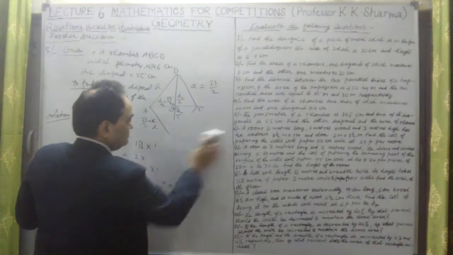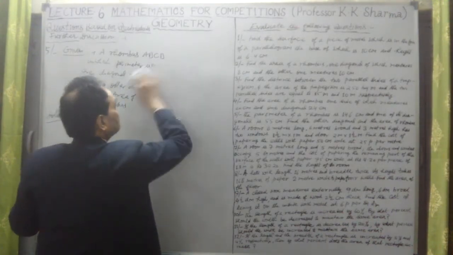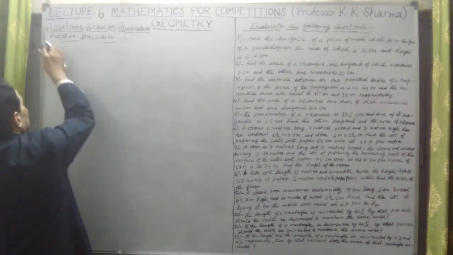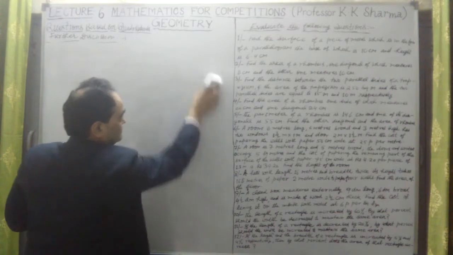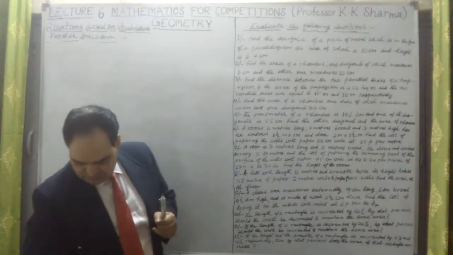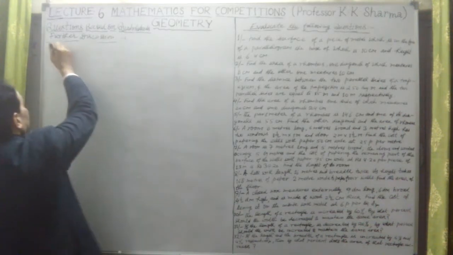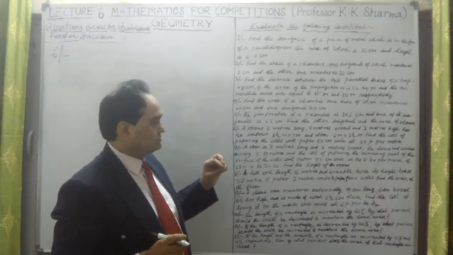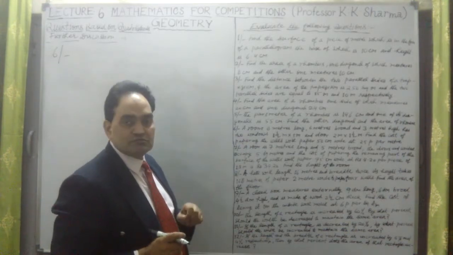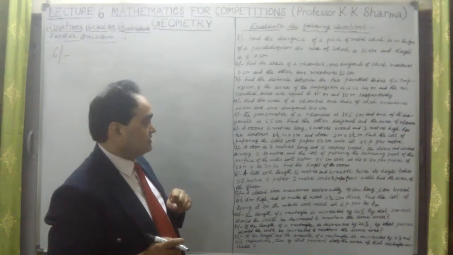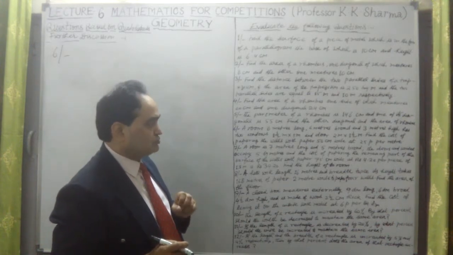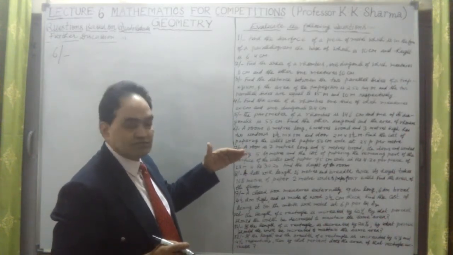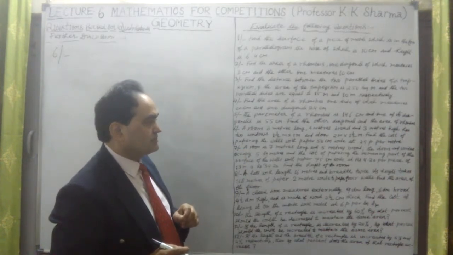Question number 6. What does question number 6 say? Let me check it. Question number 5 we have already calculated, done, solved. Question 5 is completed. Now question number 6 says: a room 8 meter long, 6 meter broad, and 3 meters high has 2 windows, 1.5 meter by 1 meter, and one door, 2 meter by 1.5 meter. Now find the cost of papering the walls with paper 50 centimeter wide at 25 paisa per meter.